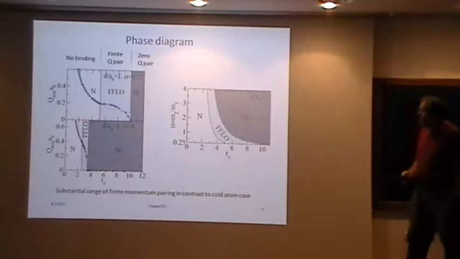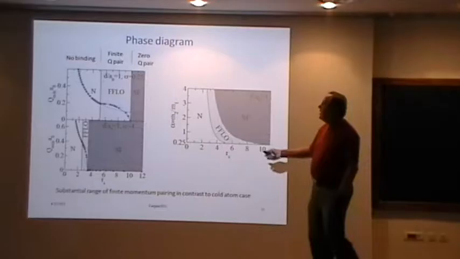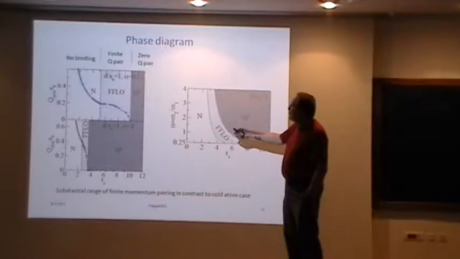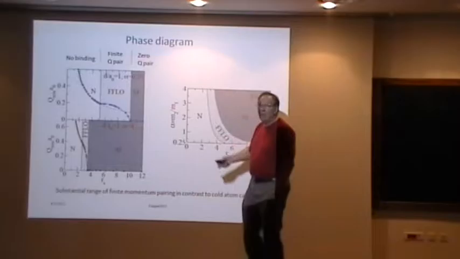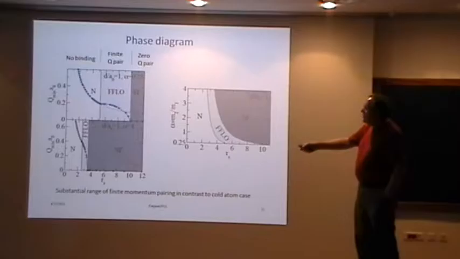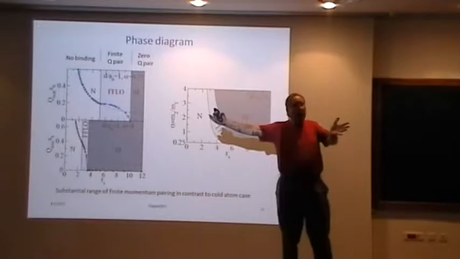So here's the answer. It depends. Alpha is the mass ratio. I'm sorry about this, we have various parameters in here. Everything's measured in terms of Bohr radii. RS is as before, the layer separation is in Bohr radii, and this is the mass ratio of electron to hole. So this is a heavy hole, this is a light hole. And here's the wave vector at which it binds, again measured in Bohr radii. And what do you get?